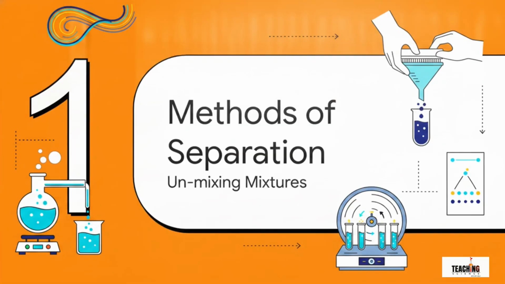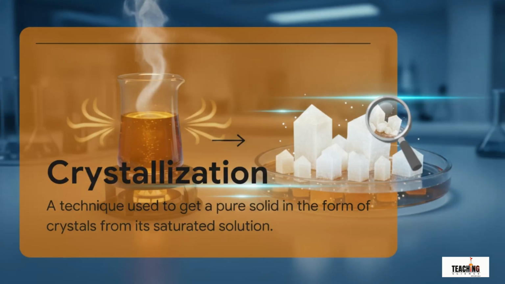Section 1. Methods of separation. Unmixing mixtures. Let's get right into it. Now that we deeply understand what mixtures are and how to actually calculate their concentrations, let's explore how to unmix them. I mean, mixing is easy, but unmixing, that is where the real science happens.